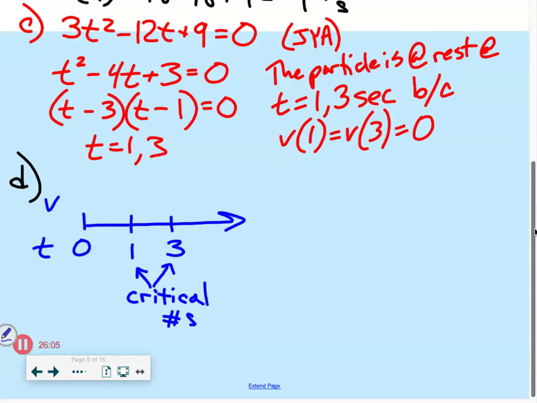Now, we need to find out if the velocity is positive or negative at a half. Do not plug a half into this function, this polynomial, because that's kind of a pain in the butt, right? And I don't care. I don't want the number. I just want to know if it's positive or negative. It's much easier to plug into your factored form. So if you have factored your velocity, plug whatever number is in this interval into your factors, and you'll have a much easier time.